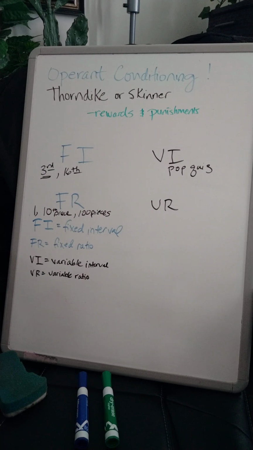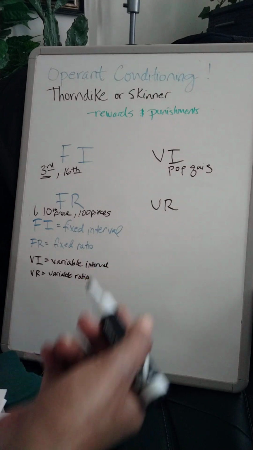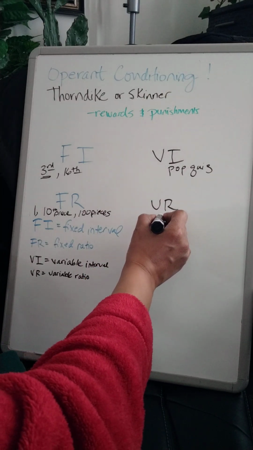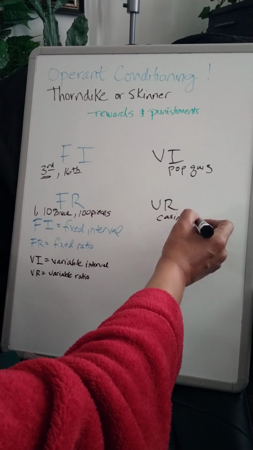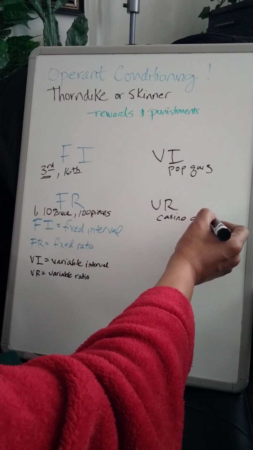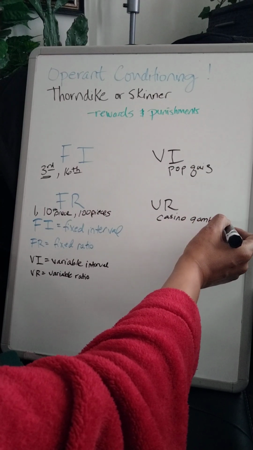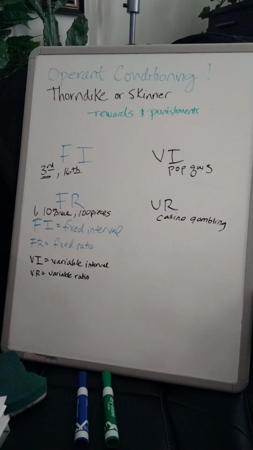Now let's look at variable ratio. Variable ratio is the reinforcement after a variable number of responses. This will be an example of casino gambling. Excuse my handwriting. Do you know if you're going to win money every time you go to the casino?